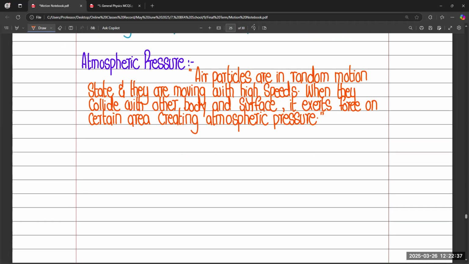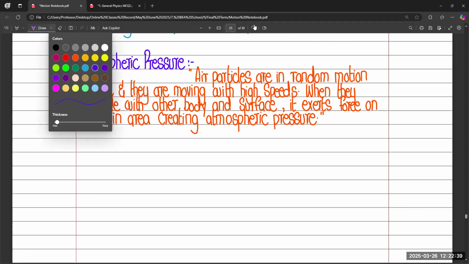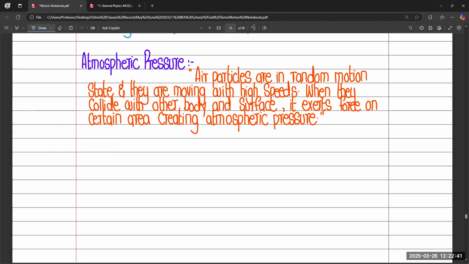So the constant value of atmospheric pressure can be written as atmospheric pressure equals 10 to the power 5 pascals.